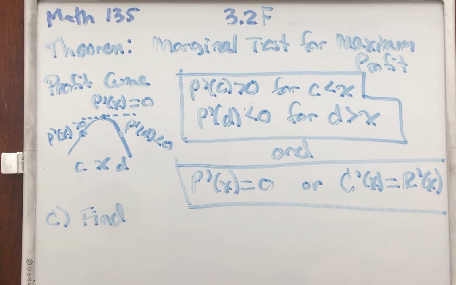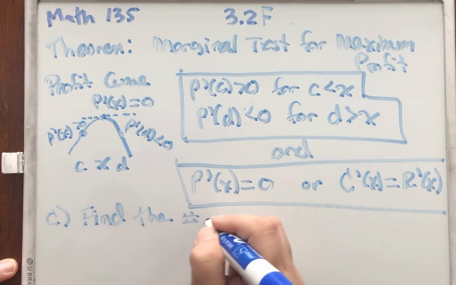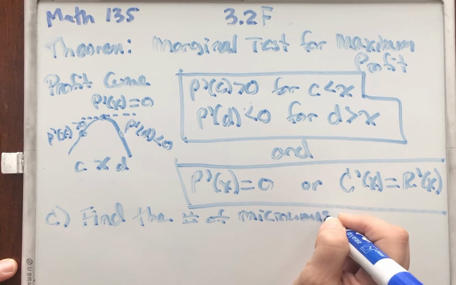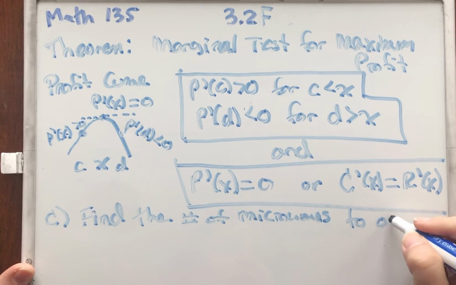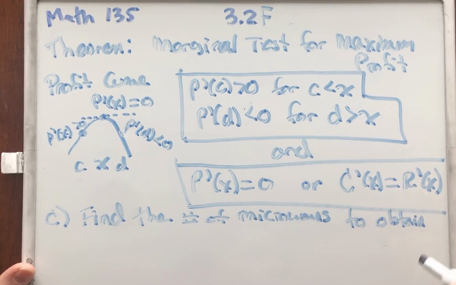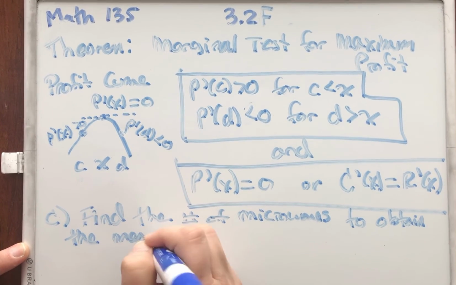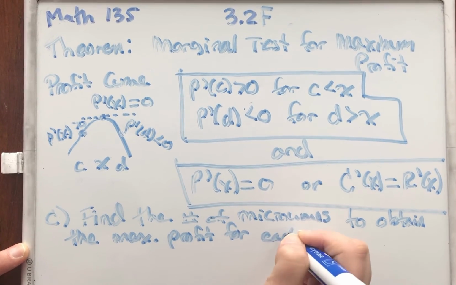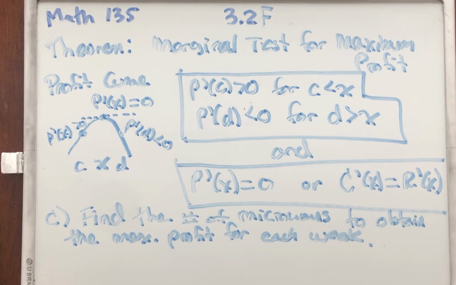Find the number of microwaves to obtain the maximum profit for each week. I'll read that again. Find the number of microwaves to obtain the maximum profit for each week.